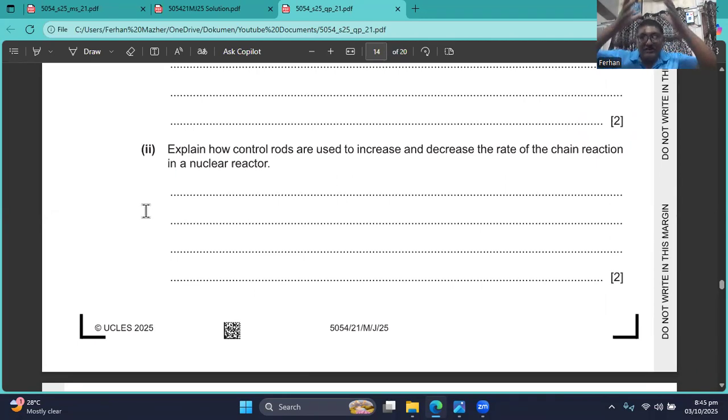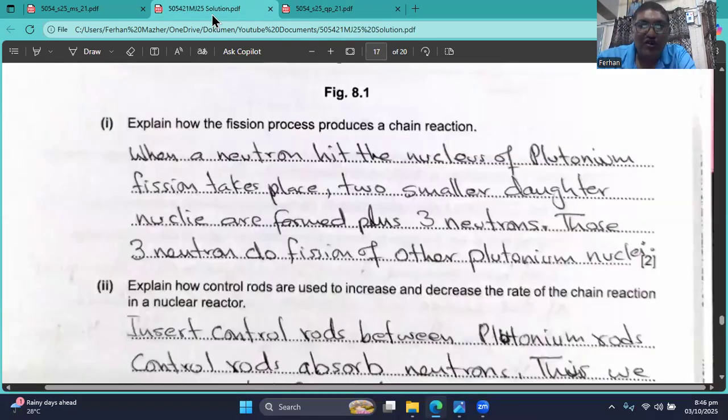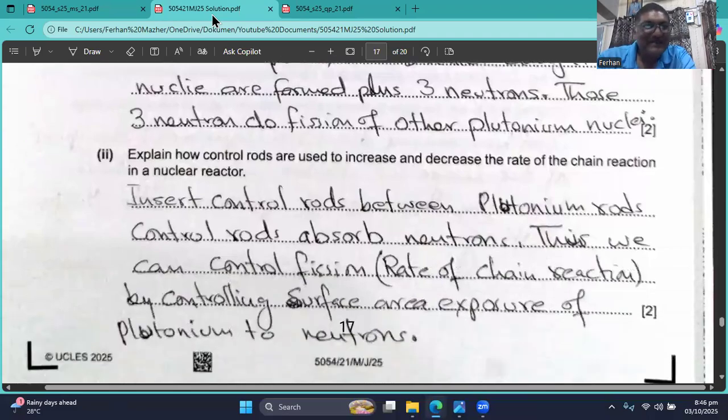So you see the rods of the plutonium. Between the rods of the plutonium, you bring the control rods, and you expose only that portion of the plutonium whose fission you want to do. The rest of the plutonium rods are on both the sides or on all the four sides. You keep the control rods so the neutrons cannot reach those portions, that surface of the plutonium. This is how you control it. I hope you understand what I am saying.